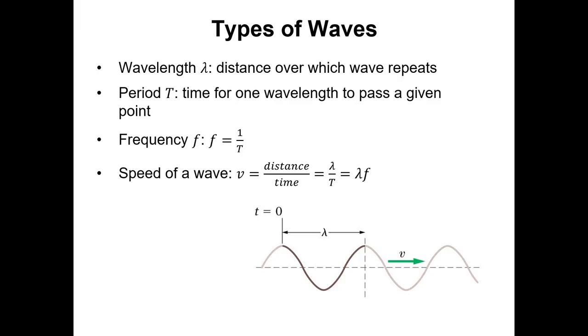The units, of course, for the wavelength are meters. The units for period, well, it's a time, so the standard units will be seconds. Frequency is 1 over time, so it's 1 over seconds, or hertz. And the speed is distance over time, so meters per second.